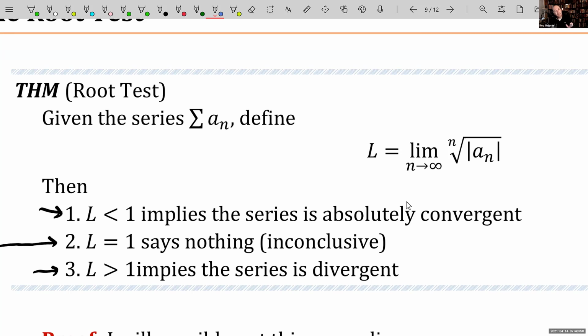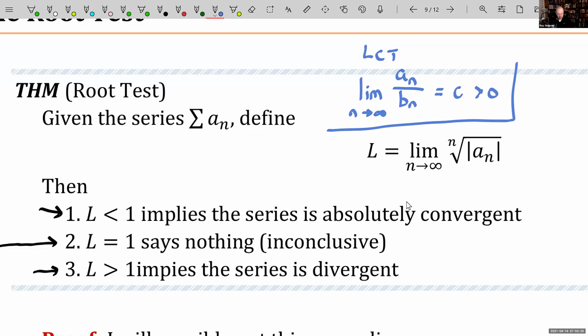Remember, these tests, the ratio and the root tests, are different from the limit comparison test, where you're taking the limit of a sub n over b sub n as n goes to infinity. The limit comparison test requires that this value, whatever that limit is, ends up being a constant that is positive. That is a requirement for the limit comparison test, a positive constant.